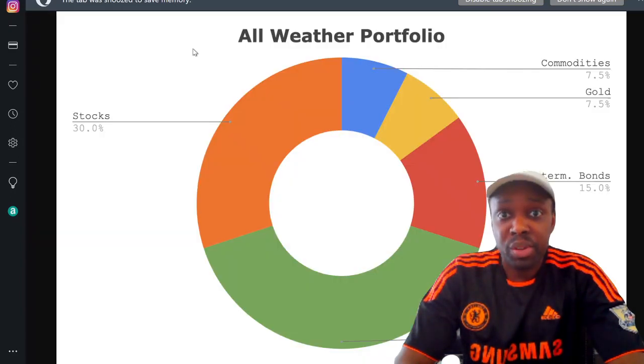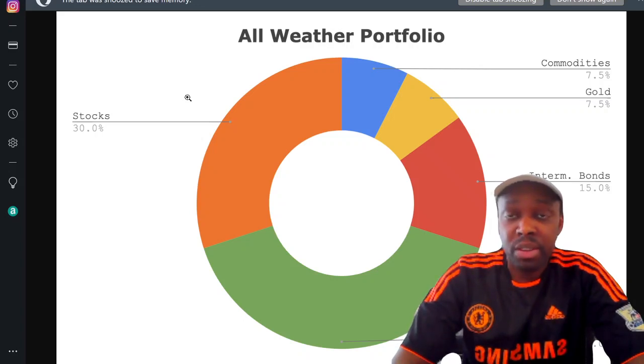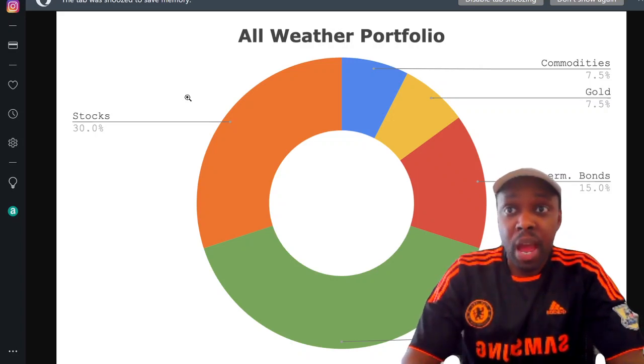So the all-weather portfolio is a portfolio set up based on balancing your holdings to be good in all types of weather. When we talk about all types of weather, you have inflation and you have growth. So you can have rising inflation, decreasing inflation, rising growth, or decreasing growth. For example, in March 2020, when COVID hit and most of the world went on lockdown, we had decreasing growth and rising inflation.